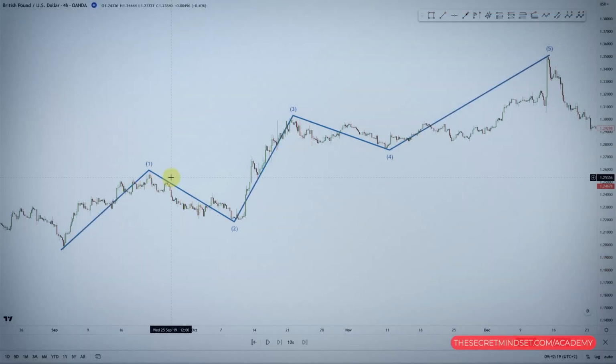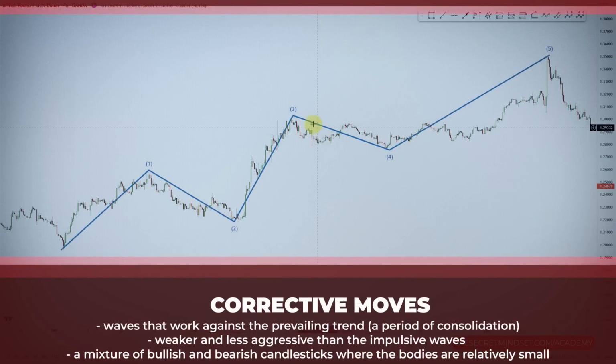On the opposite end of the spectrum, we have corrective moves, or waves that work against the prevailing trend. These counter-trend moves represent a period of consolidation and are typically weaker and less aggressive than the impulse waves. The corrective move during an uptrend is characterized by a move lower or even sideways. Unlike impulse movements, corrections are formed by a mixture of bullish and bearish candlesticks, where the bodies are relatively small.